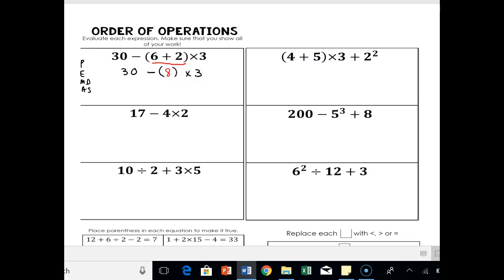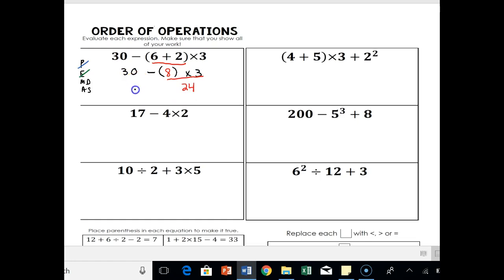I've done parentheses. I do not need to do parentheses anymore. This 8 is just saying that I got it from the parentheses. Next, do I have any exponents? No, I do not have any exponents, so I don't need to worry about it. Exponents, again, are base numbers raised to a little exponent. Do I have any multiplication or division? If I read left to right, I do have multiplication. I have it right here, 8 times 3. So I do 8 times 3 first, and that's 24.